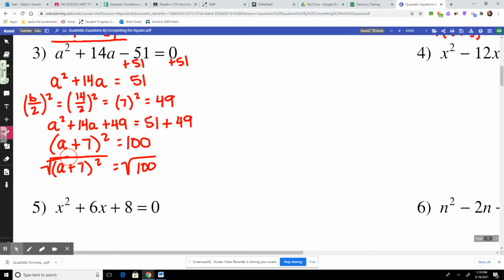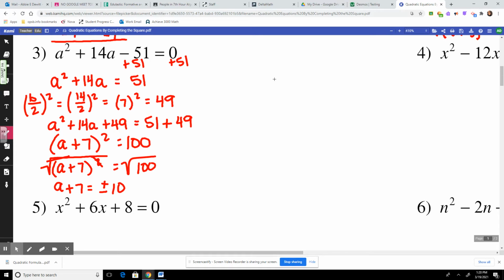My square roots are going to cancel with my square and leave me a plus 7 equals, what's the square root of 100? Well, the square root of 100 is 10, but don't forget it's positive negative 10. Positive 10 times positive 10 is positive 100. Negative 10 times negative 10, a negative times a negative is a positive, so that would be positive 100. That's why it's positive negative, the constant, okay?